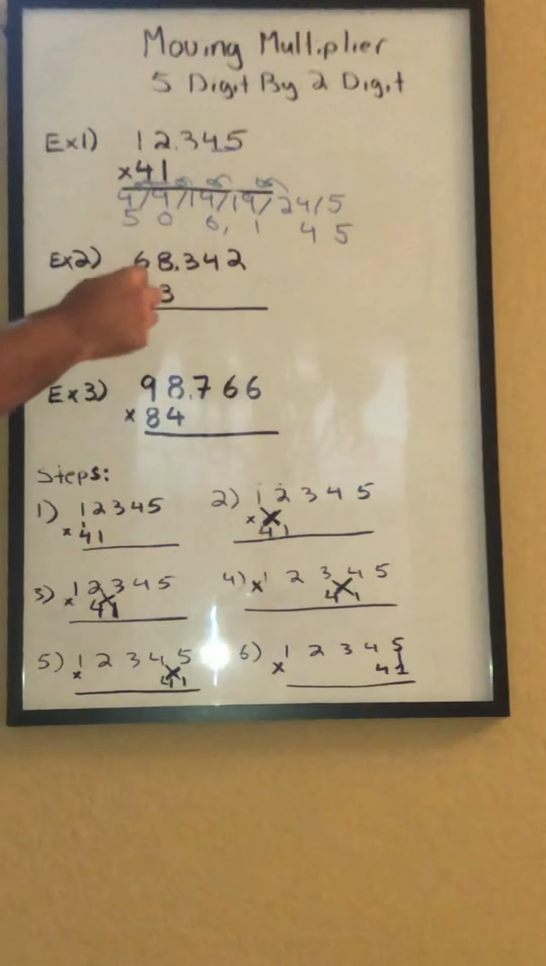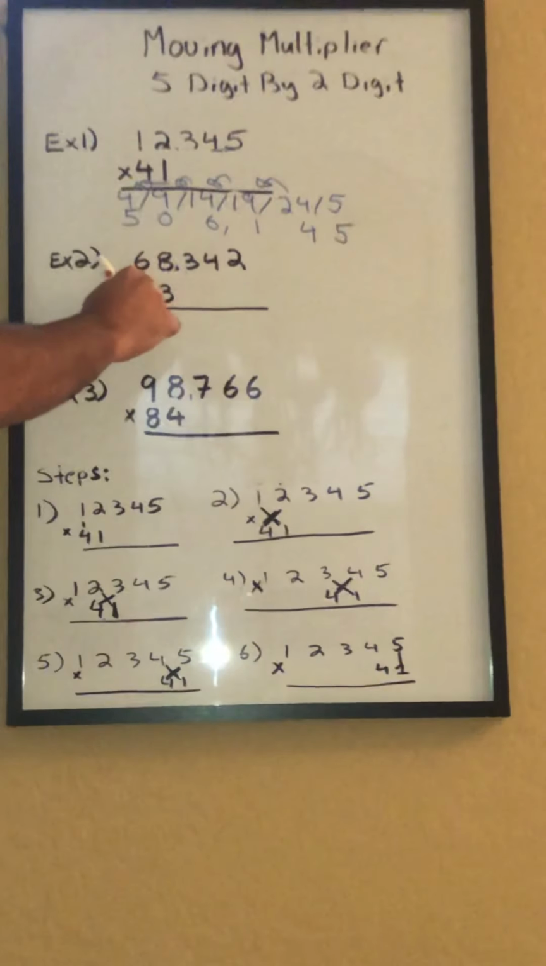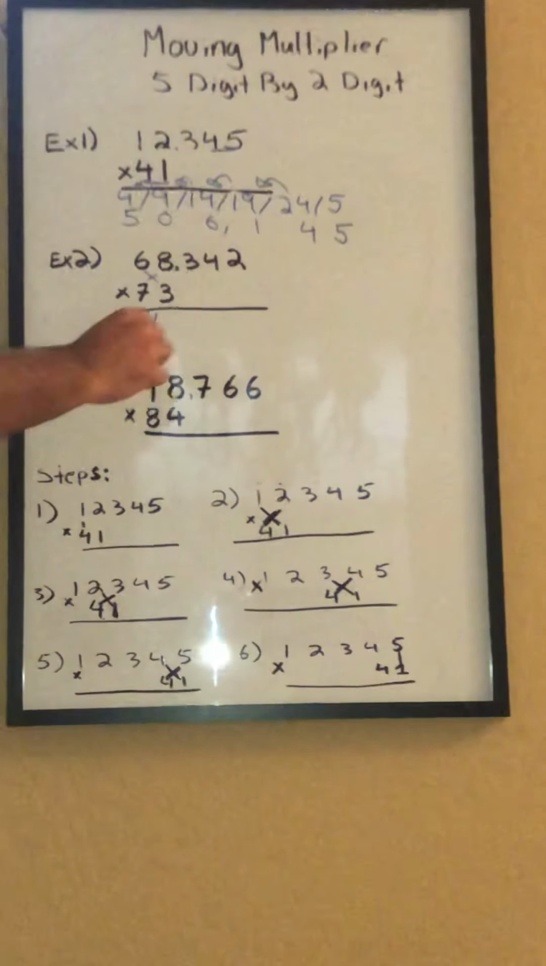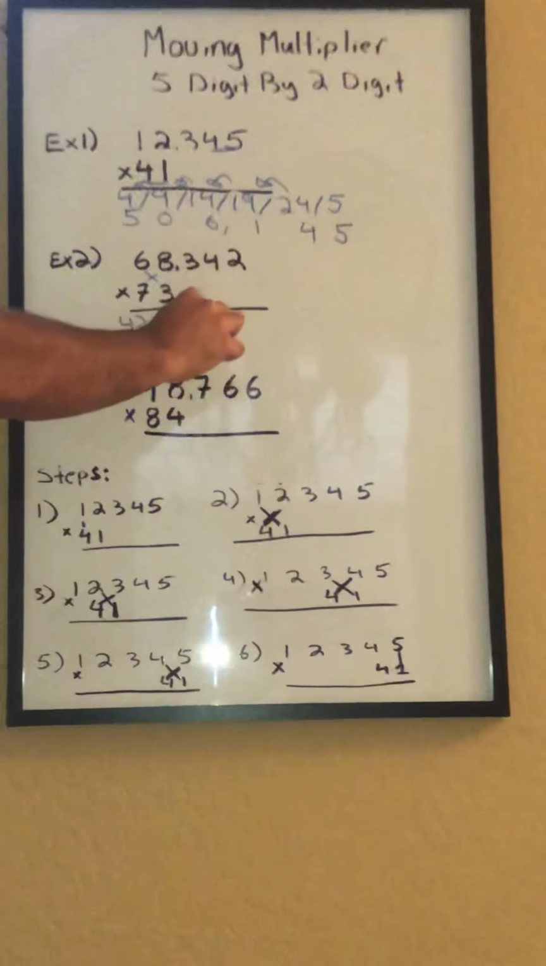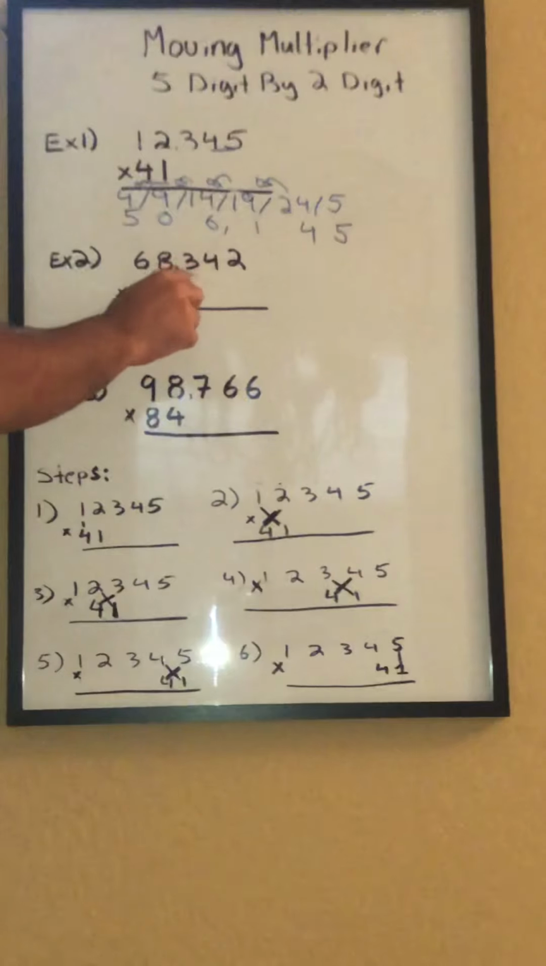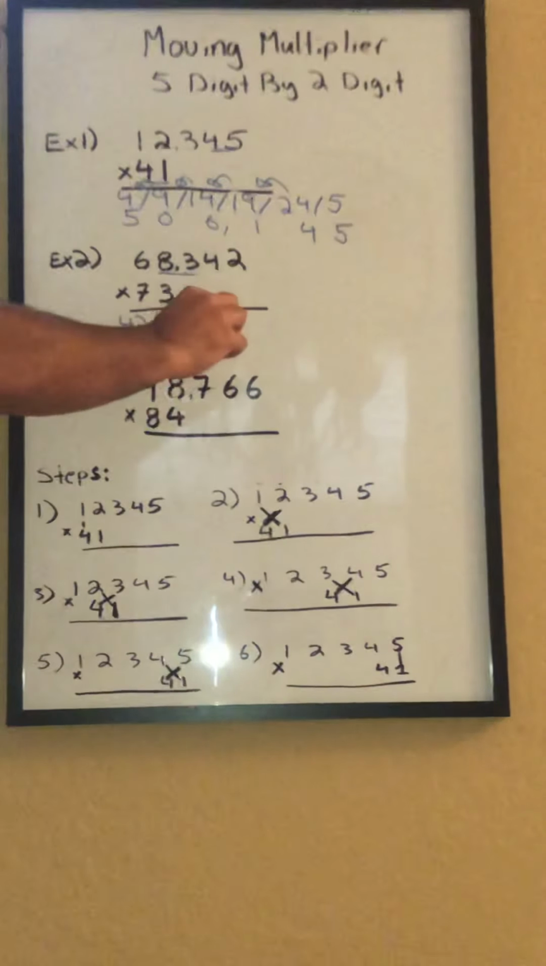First step, left times left, 6 times 7 is 42. Next step, what's the sum of these cross products? 6 times 3 plus 8 times 7. 6 times 3 is 18. 8 times 7 is 56. 18 plus 56 is 74. Okay, now I'm going to move over here. 3 times 7 plus 8 times 3. 3 times 7 is 21. 8 times 3 is 24. 21 plus 24 is 45.